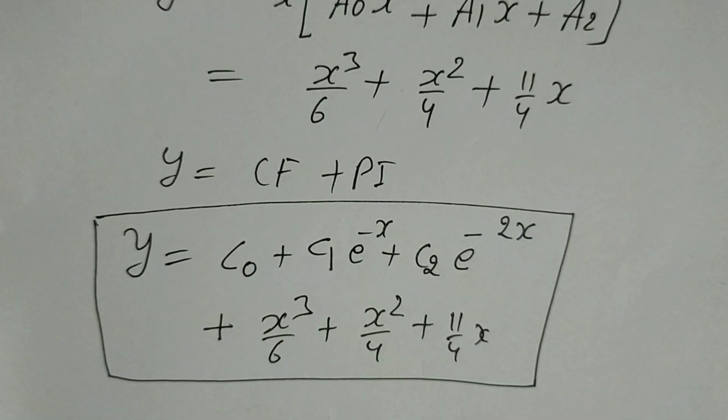So here we have discussed two methods. One is the method of undetermined coefficients, and in the last video I explained the method of variation of parameters. So these two methods are applicable for finding the particular integral, and finding the CF is common for both methods.